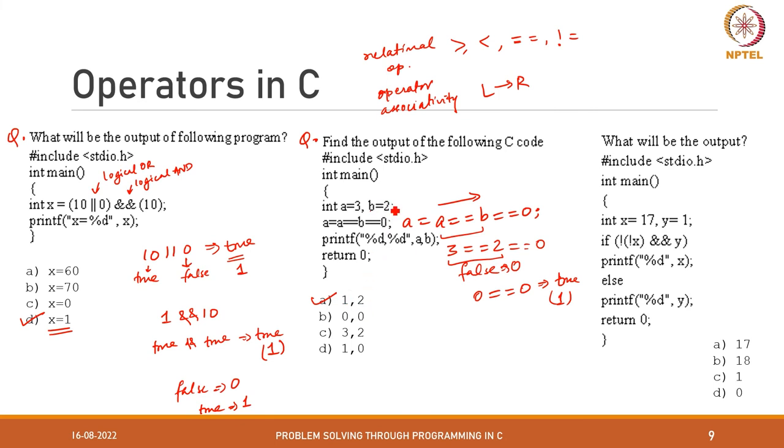The value of b has not really changed. Whatever you are assigning is being assigned only to a. So a is 1, because this expression was found to be true. So the value of 1 was saved in the variable a, and then b is 2 as before. So 1 comma 2 will be the answer here. Is that clear to everybody? Yeah. Okay.